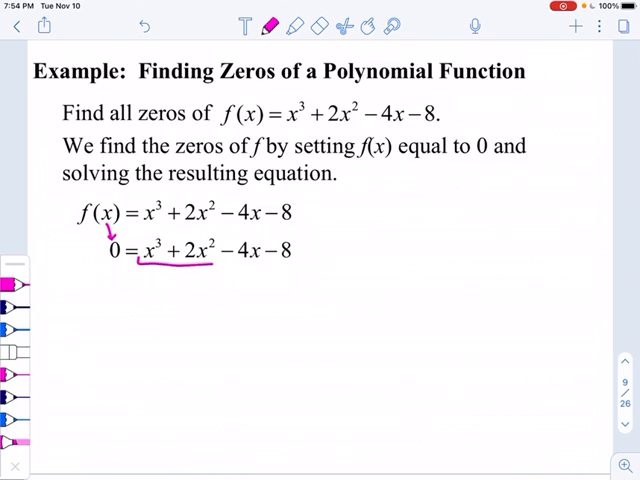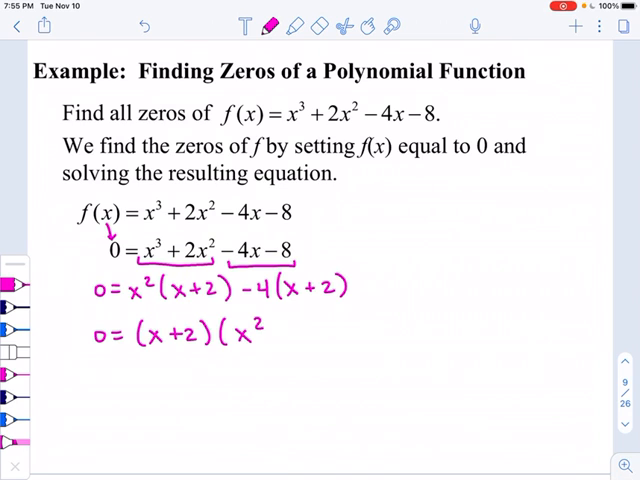So if we group these first 2 pieces together, and group the second 2 pieces together, let's see what we have in common. So x to the third plus 2x squared, we'd factor out an x squared, which would leave us with an x plus 2. If we have a minus 4x and a minus 8, what's in common would be a minus 4, which would leave us with a positive x and then a positive 2. What's in common here? We have an x plus 2 in common. And then we have an x squared minus 4 left over.